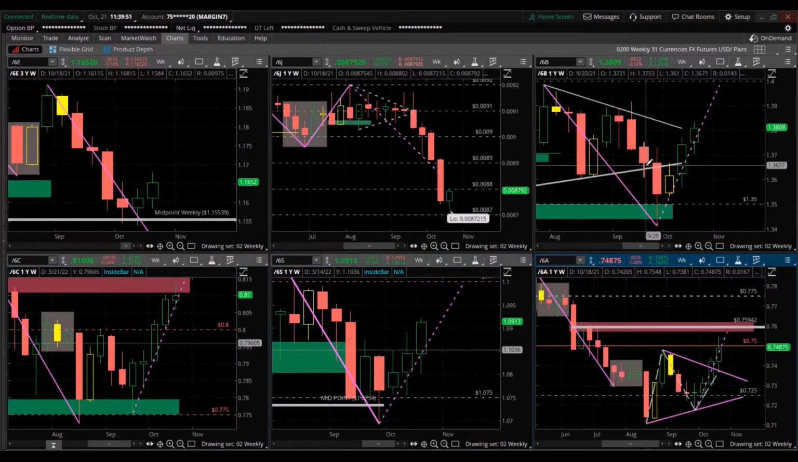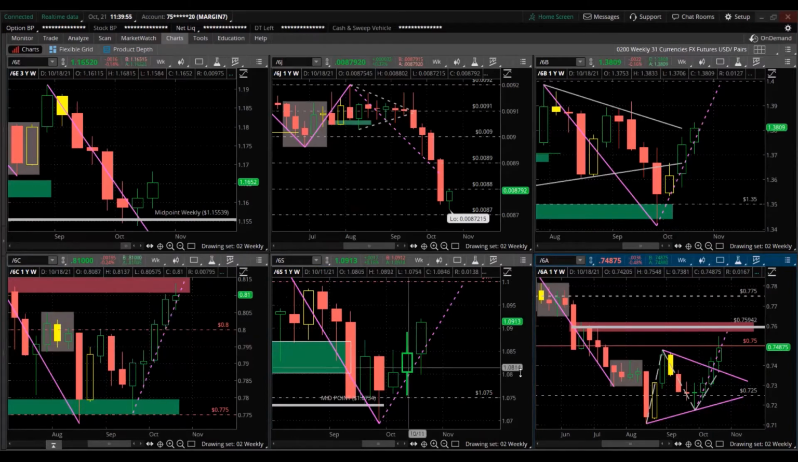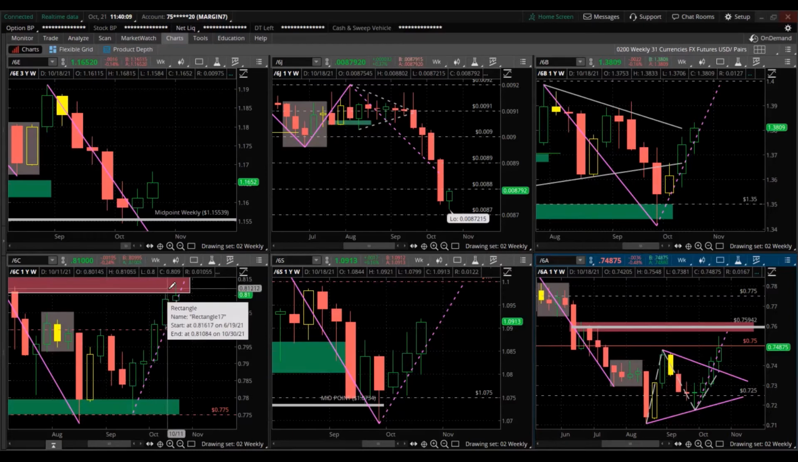British pound, strength. Canadian dollar, strength. And the Australian and Swiss franc, strength. But right off the bat, that Canadian dollar has been the strongest one here. So some policy they have is having them go up. But again, look where it's at right now. It's in a supply zone.